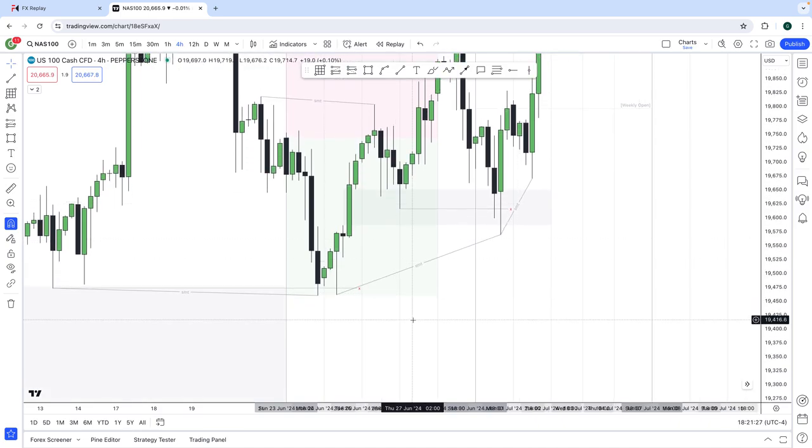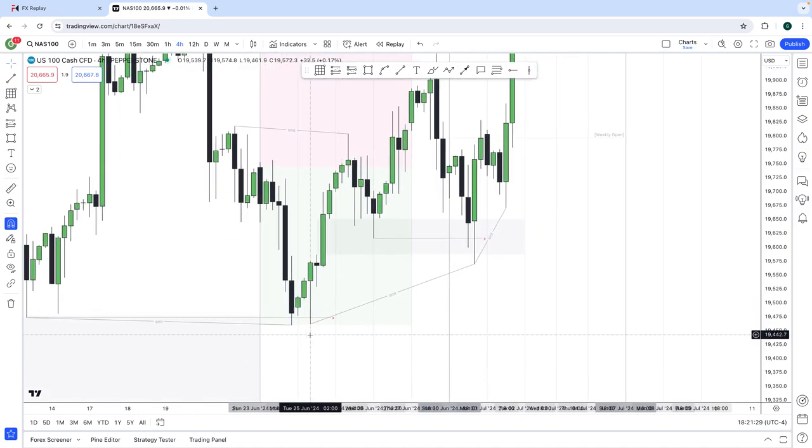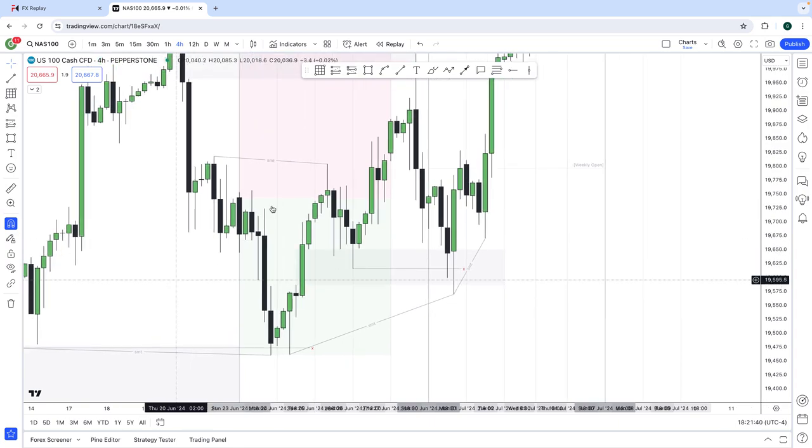So what do we do this day? 2 a.m. puts in the low of the day, and then we get that 6 a.m. retrace, right? Not quite to premium discount, and then we expand throughout the day. Now, why the next day?